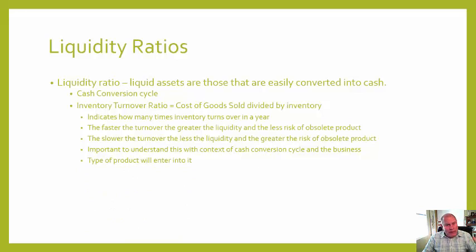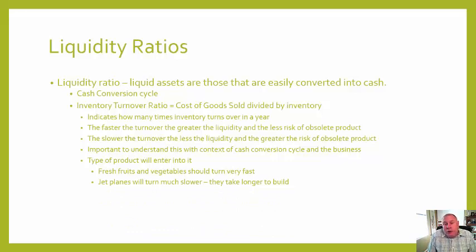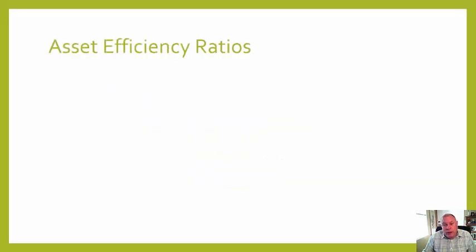Type of products in the business enter into this all of the time. For example, fresh fruits and vegetables should turn very fast. In fact, everything in a supermarket should turn very fast. And it should turn fast on fresh fruits and vegetables because the physical life of those is very short. On the other hand, a manufacturer of jet planes or turbines is going to turn much slower because they take longer to build. So you've got to look at that within the context of what's going on. So those are your liquidity ratios.